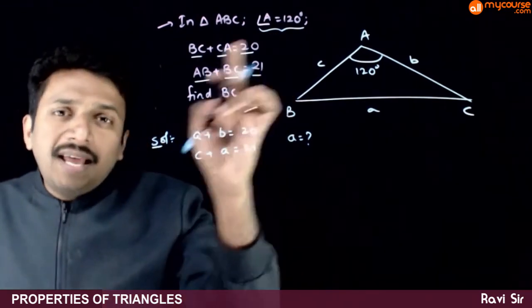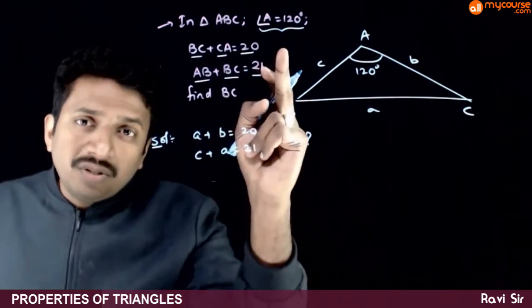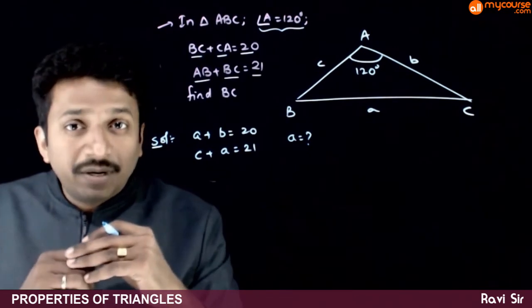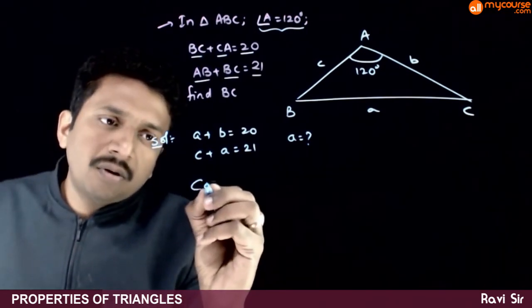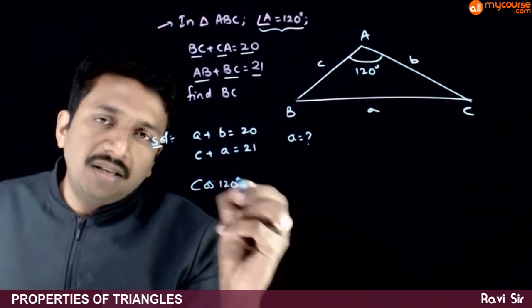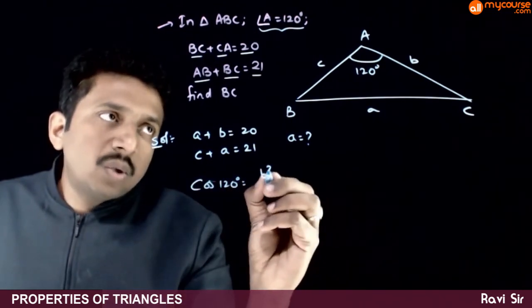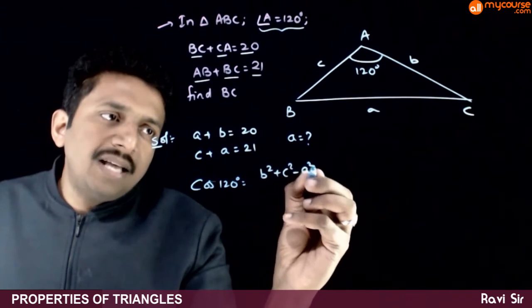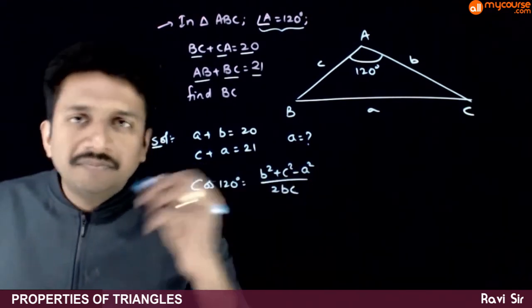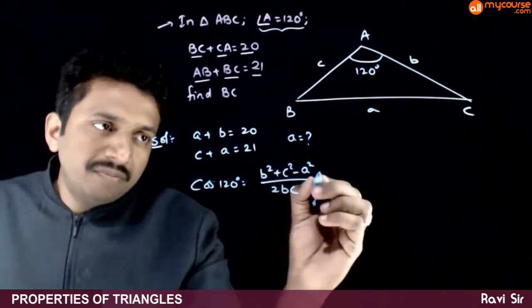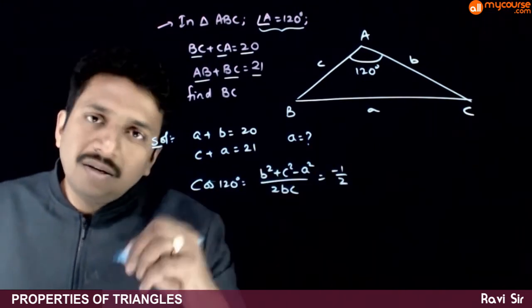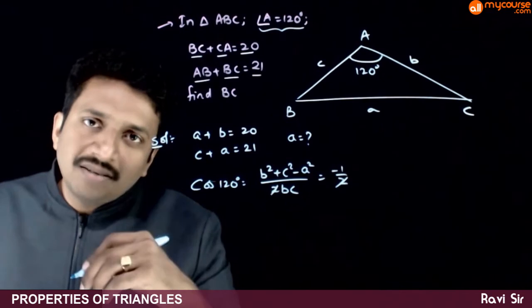Now, angle A is equal to 120. Let me use this information with respect to the cosine rule. So cos A, which is cos of 120 degrees, is equal to (B square plus C square minus A square) by 2BC. And cos 120 is minus 1 by 2. So that is equal to minus 1 by 2. This 2 and this 2 get cancelled.